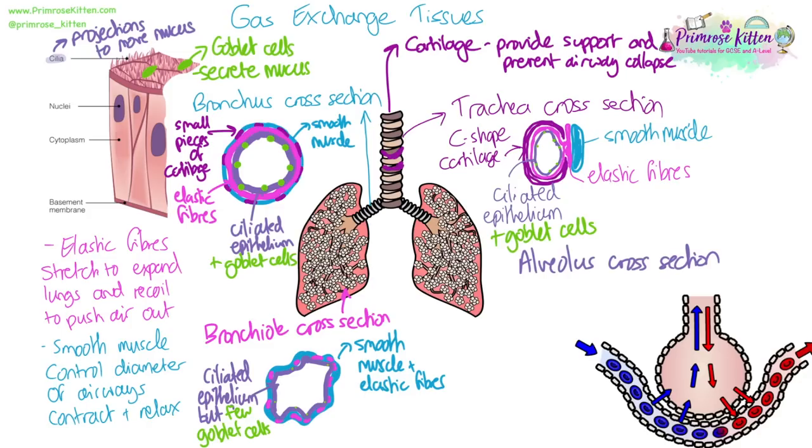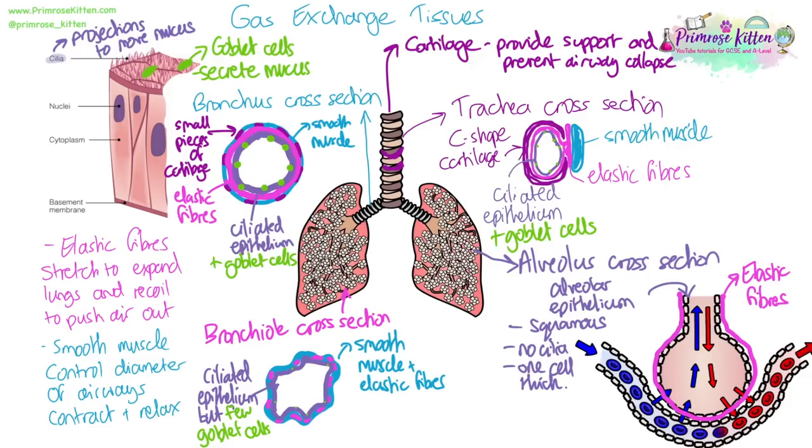Lastly, you need to be able to recognise an alveolus in cross-section. So this is the diagram of what we normally see. There is a layer outside that is elastic tissue, and then there is the alveolar epithelium. The alveolar epithelium is different from the ciliated epithelium. It is squamous epithelium, so it is thin, one cell thick, but there are no cilia and no goblet cells.